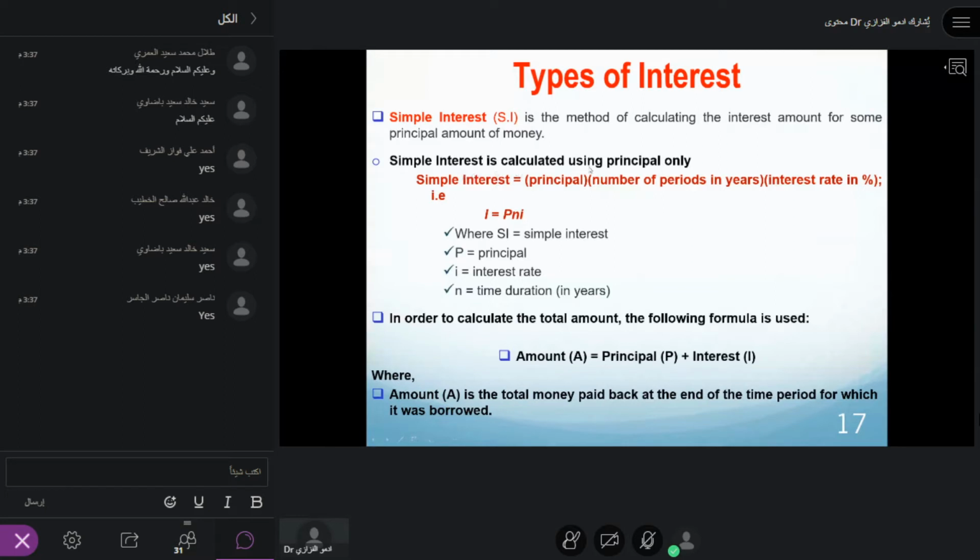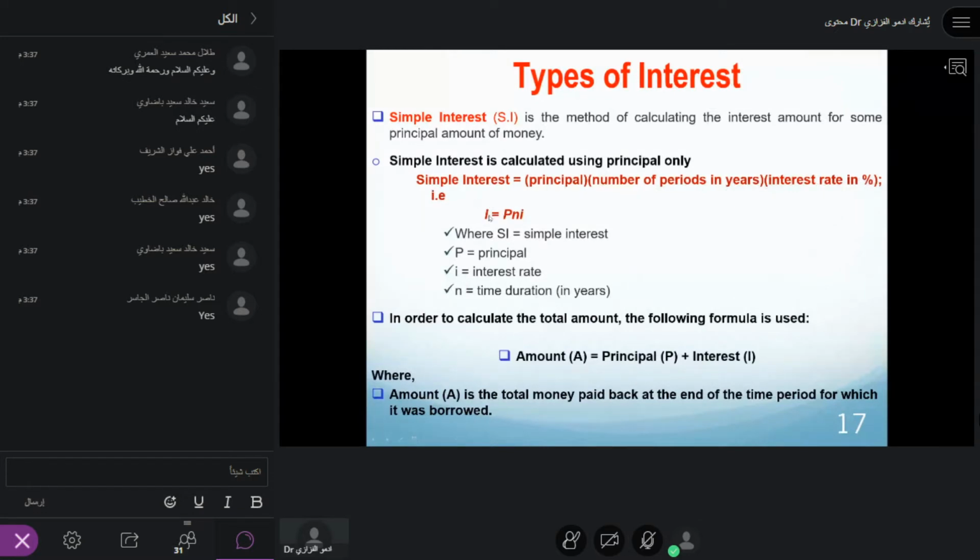Simple interest is calculated using principal only. So it is only calculated using the principal amount. You don't calculate it using the principal and some arbitrary variable. So it's only calculated based on the principal. So the formula for calculating simple interest is principal multiplied by number of periods in years, and then multiplied by the interest rate in percentage.